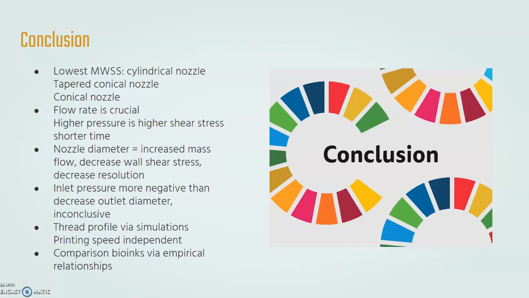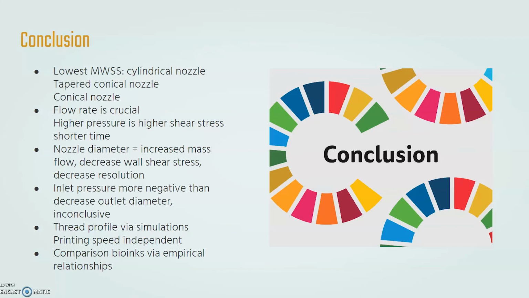When determining the shear stress, the mass flow rate is crucial. For the cylindrical nozzle, the mass flow rate deteriorated throughout the nozzle, which meant a higher inlet pressure was required, which led to higher shear stress. It also led to a shorter time of the cell being within the nozzle. Increasing the nozzle outlet diameter makes for an increased mass flow and a decreased wall shear stress. The disadvantage is a decrease in resolution.